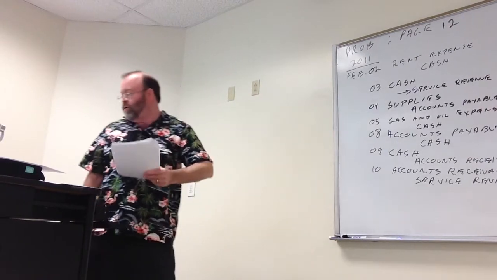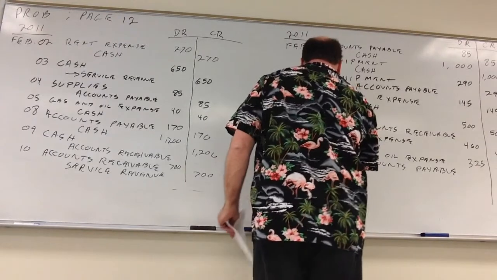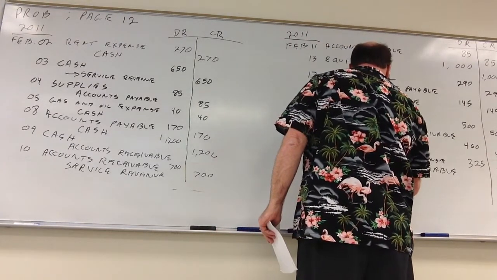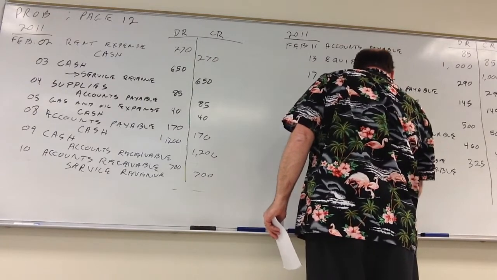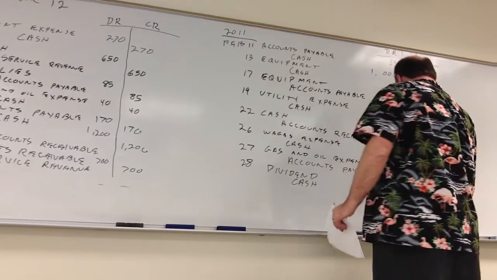And then the very last transaction, on the 28th of February, we declared and paid a dividend of $110. Dividend is the debit, and cash is the credit. 110.